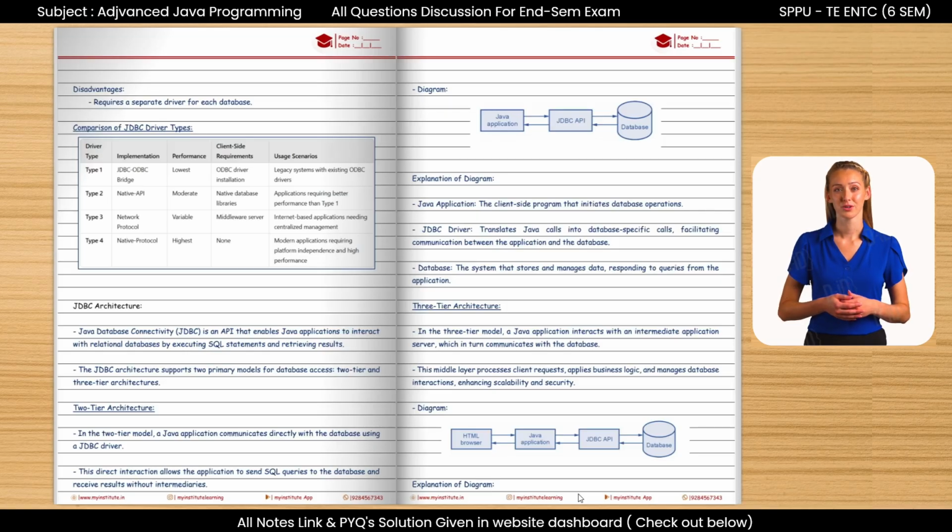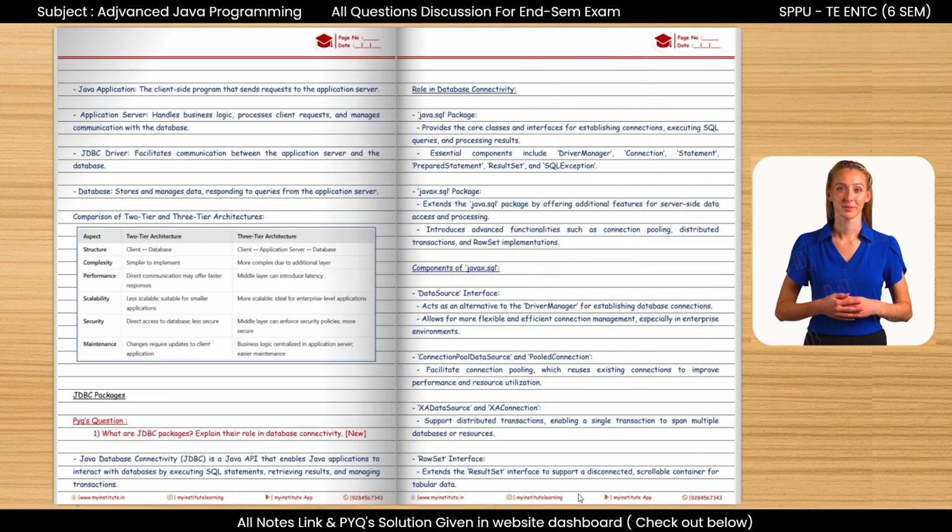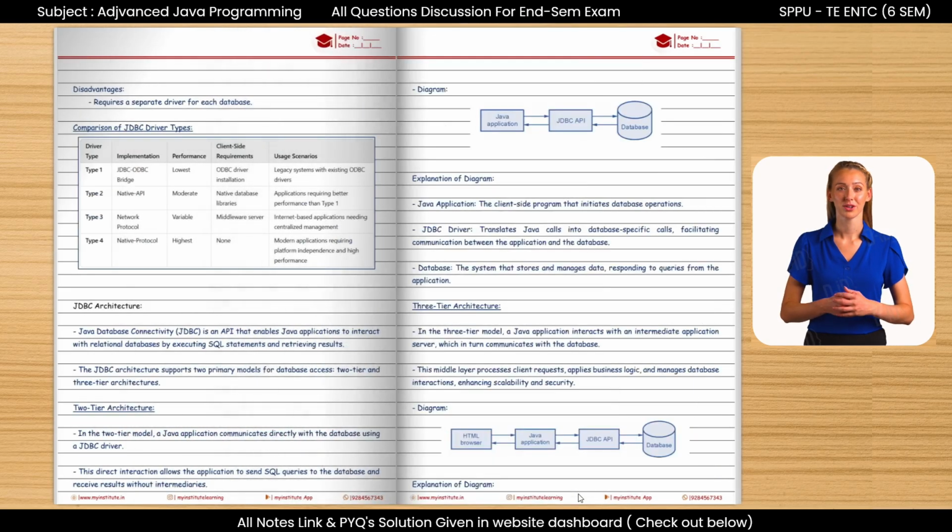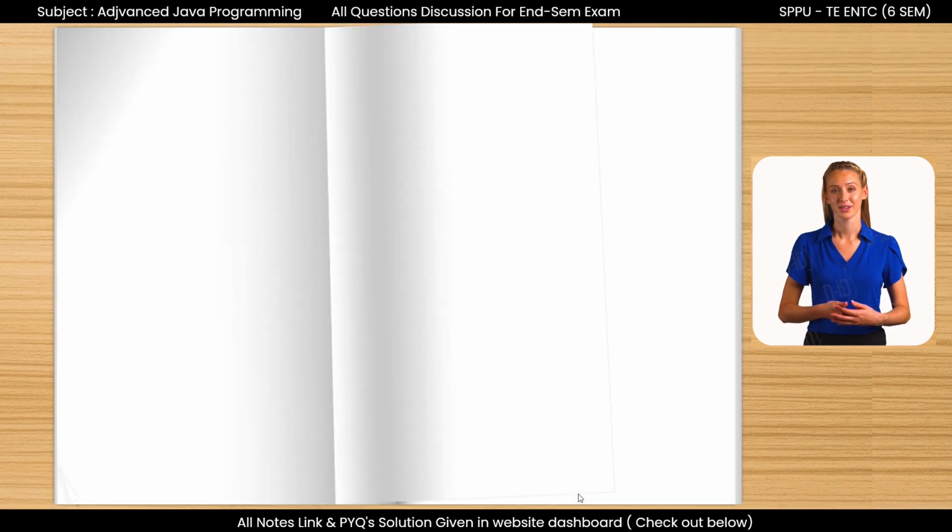Next, let's discuss the JDBC process for connecting Java applications to a database. A common question is, describe the JDBC process for connecting a Java application to a database. The process involves loading the driver, creating a connection, executing SQL commands, processing results, and closing the connection.